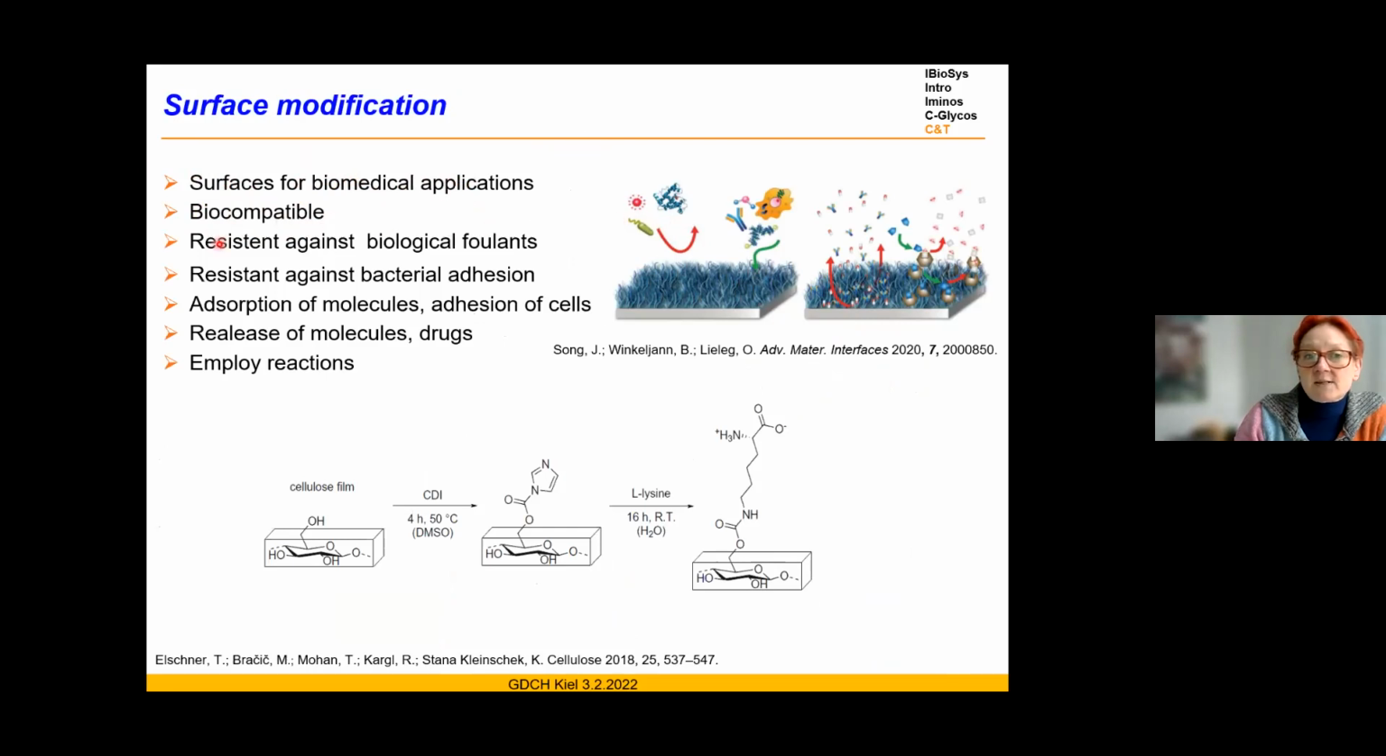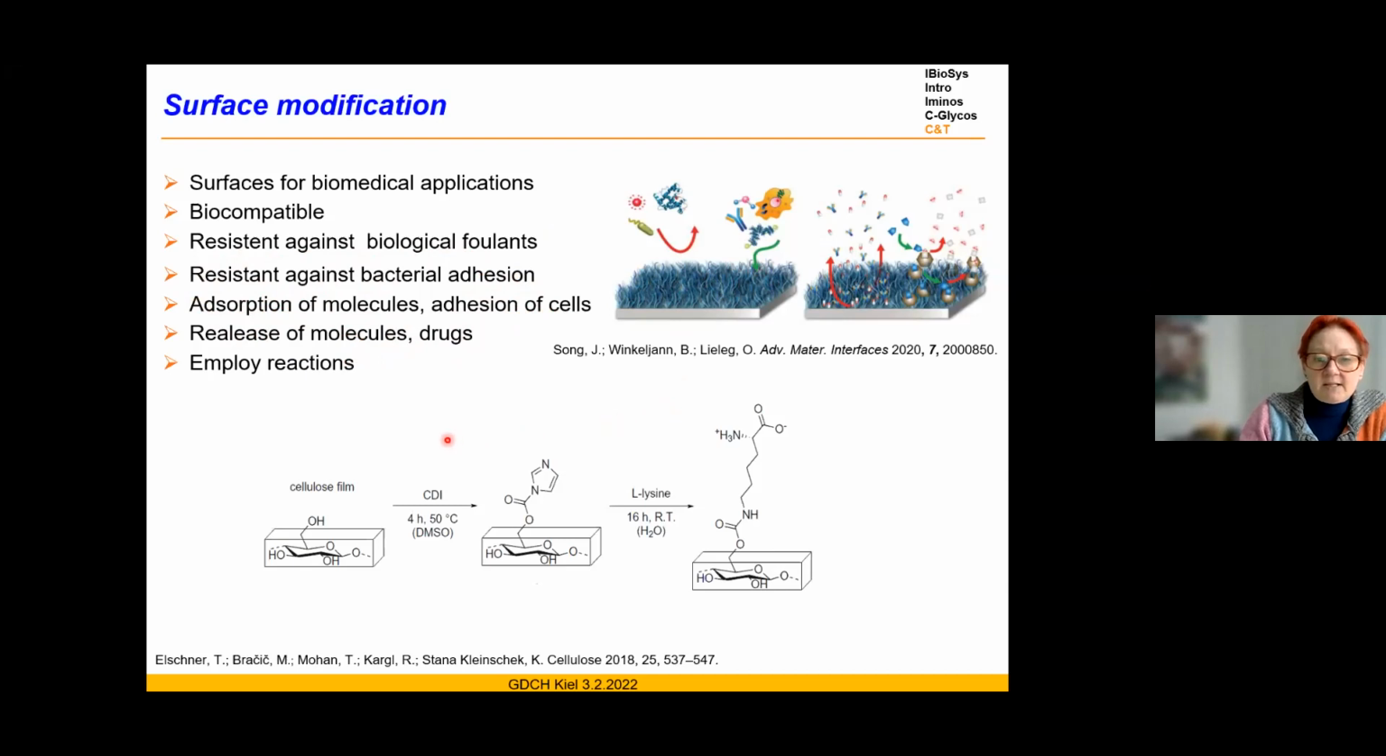One can introduce, for example, resistancy against biological foulants, resistancy against bacterial adhesion, or we can modify in a way that we have absorption of molecules or adhesion of cells. We can even release molecules, release drugs, even employ chemistry here. So there's a lot of different modifications possible here.